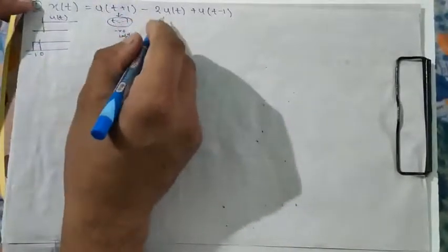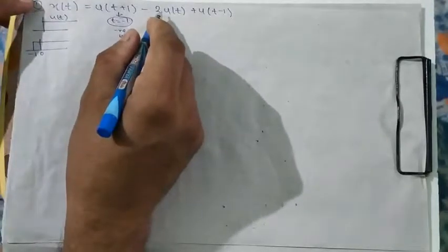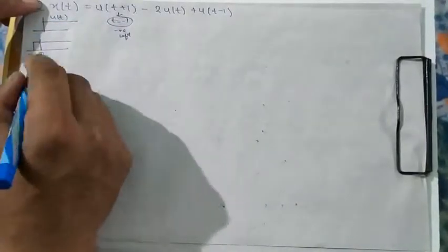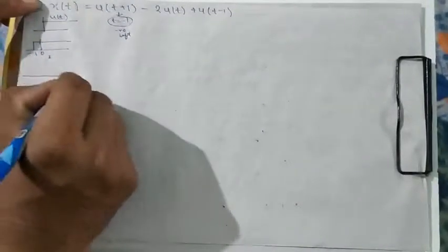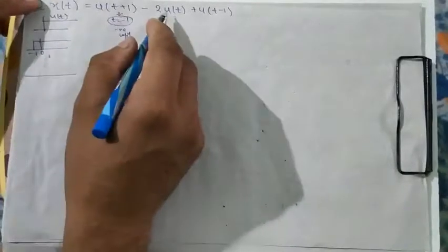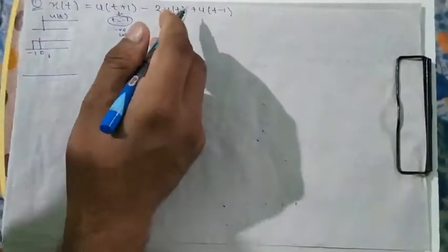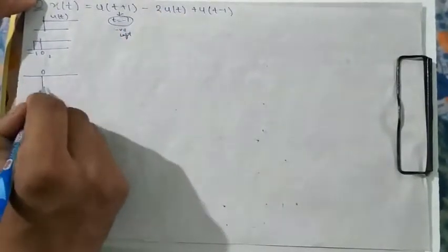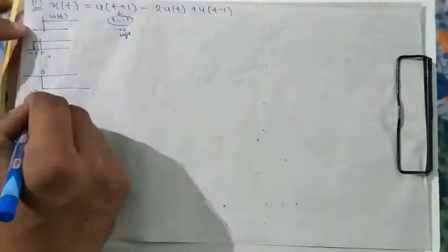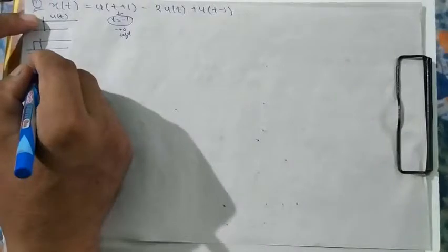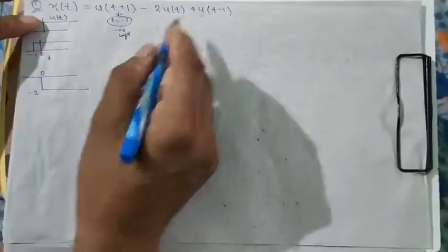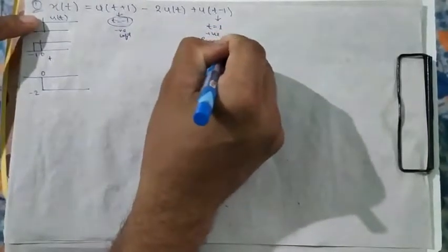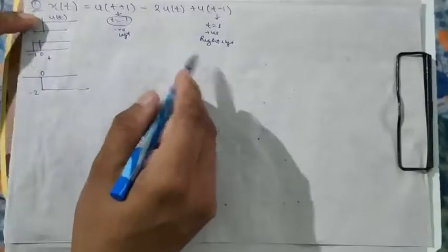Now it is -2 u of t. Okay, so this is the problem. -2 u of t, that means if we add this, amplitude is increased by 2, in the negative direction. So for 0 it is -2. Now again plus u of t minus 1, it is t minus 1, positive, right shift by 1.